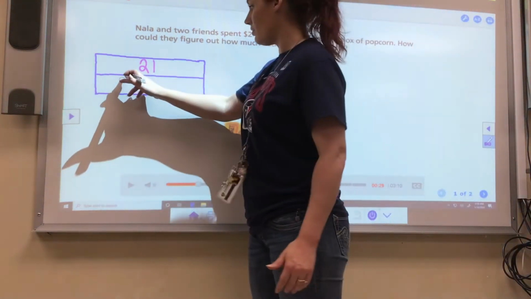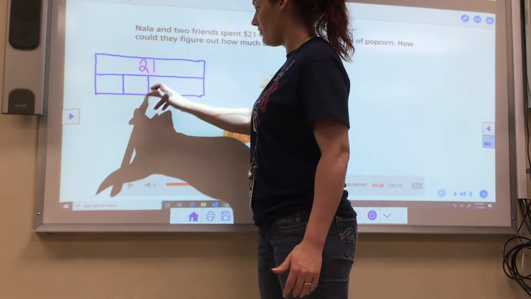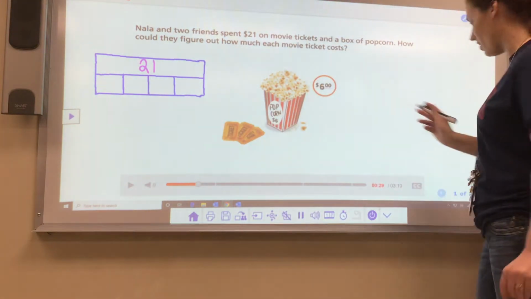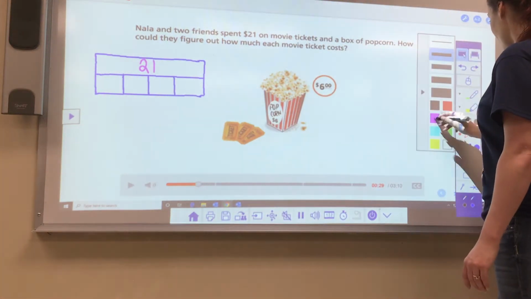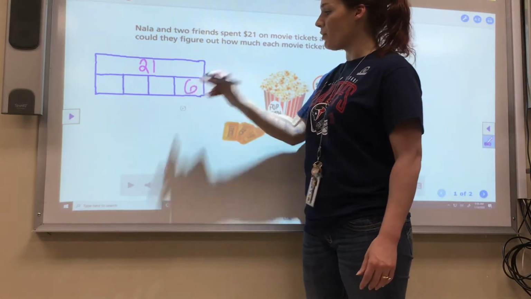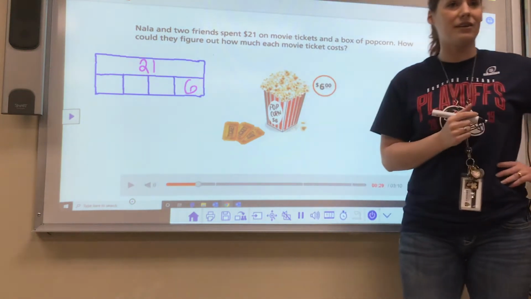So we need 3 pretty evenly sized boxes. Oh, mine kind of all four look the same. No, actually, that last one on the right looks bigger. It's a little different, right? So since that one's a little different, I'm gonna put the popcorn in that one, which we know is $6.